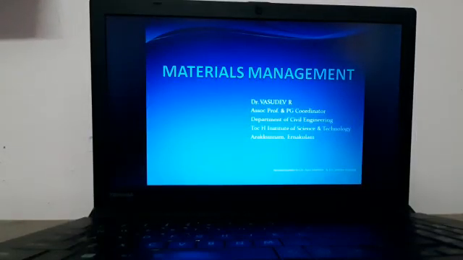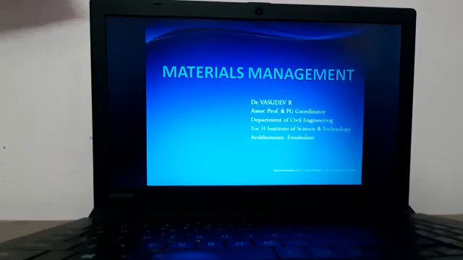Today we are going to deal with our fifth module. The fifth module consists of two parts. The first part is about materials management, and the second part is safety management in construction sites. Now, presently, let us deal with materials management.